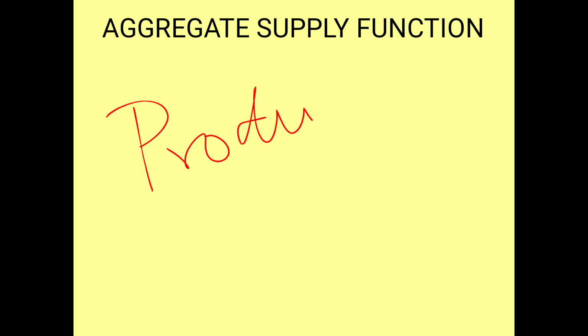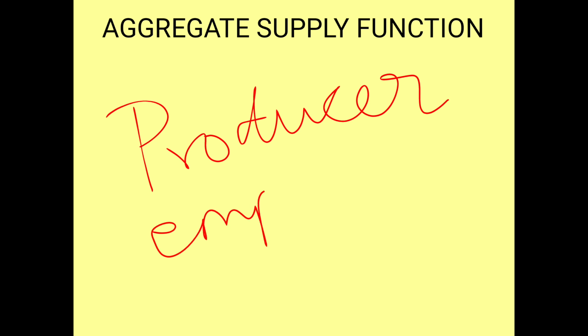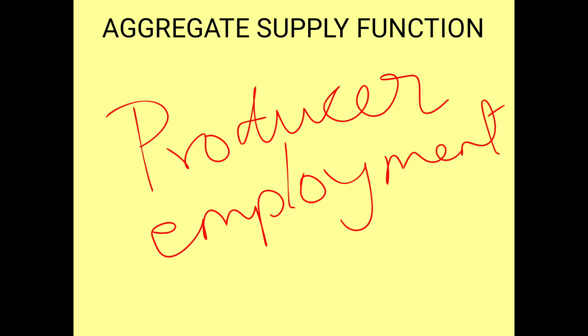Now we are going to see the supply. Who plays a very major role? The producer plays a very major role in aggregate supply function. Whatever he is doing, the amount that is being supplied depends upon the employment provision that is being done.